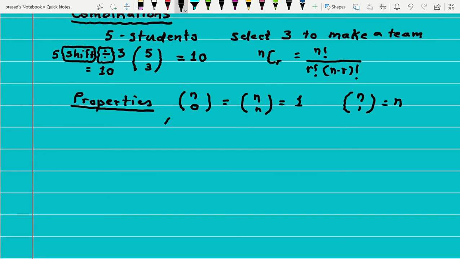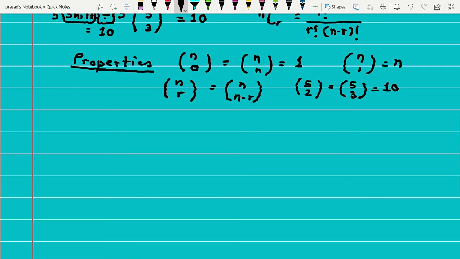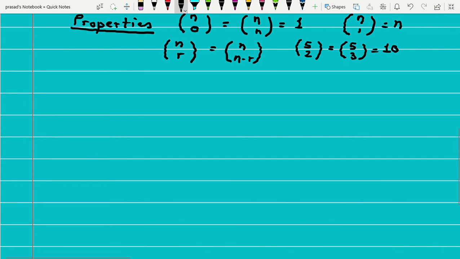Also, nCr is same as nC n minus r. Now take for example 5C2, and that will be same as 5C 5 minus 2, that is 3, and the value of both of them will be equal to 10. Okay, now why do we have to study this combination for binomial expansion?